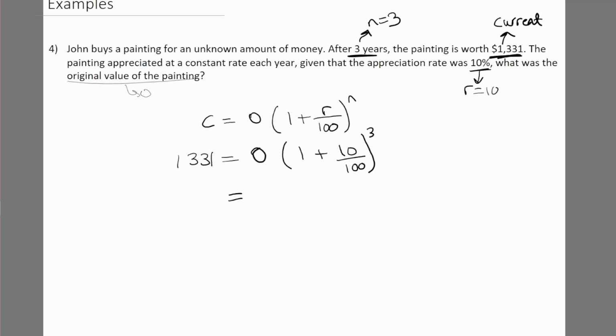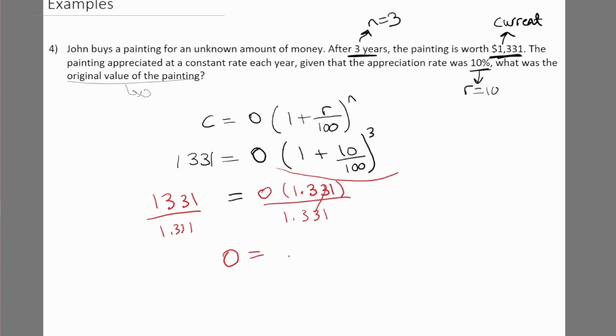What you can do now is simply plug this whole expression into your calculator, and you can write it as an accurate decimal, 1.331. And now we're going to divide through by 1.331. On the left-hand side, they cancel out. On the right-hand side, you plug it into the calculator and we get that the original value of the painting was $1,000.